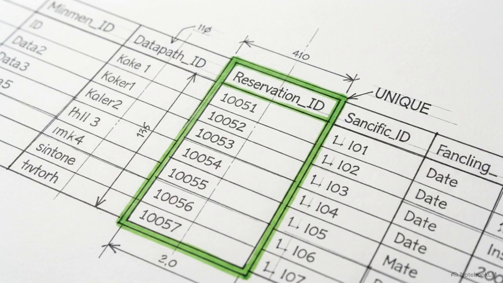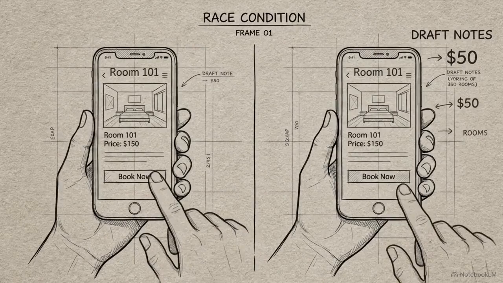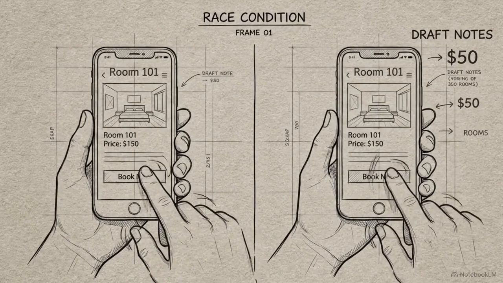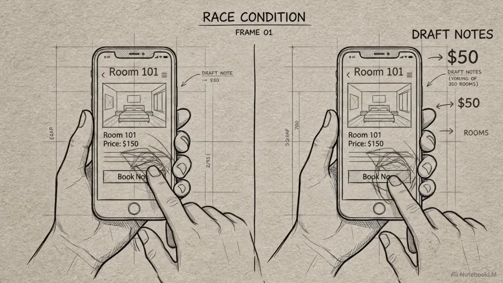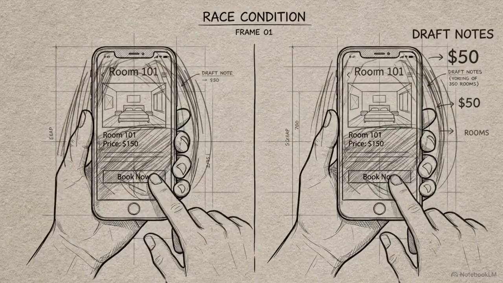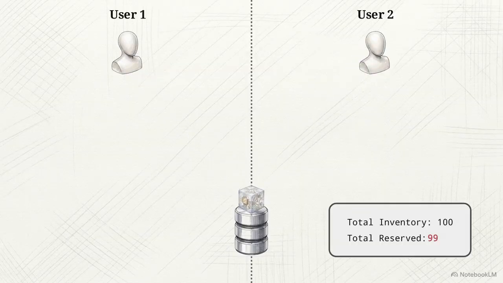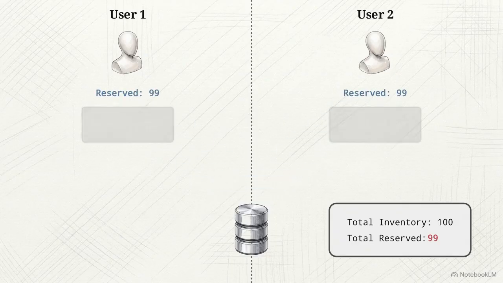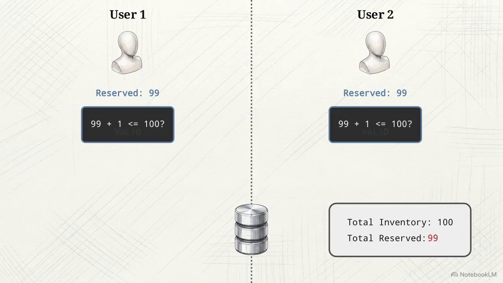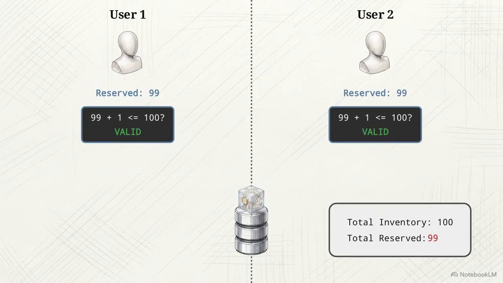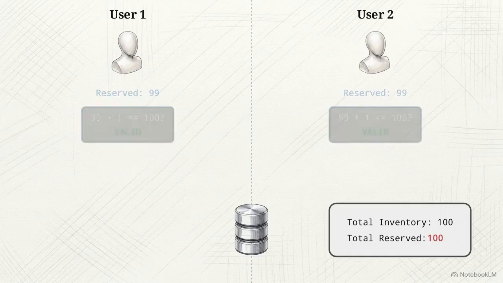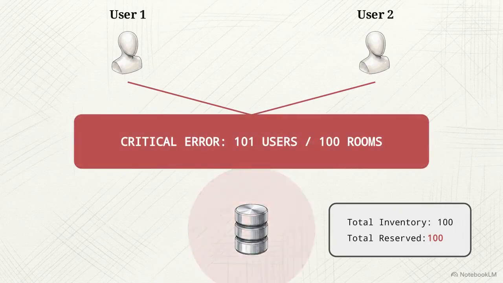The most dangerous concurrency threat is the last room available race condition. 2 independent users attempt to claim the exact same inventory simultaneously. User 1 and User 2 simultaneously query the database, both reading 99 reserved rooms. Both threads verify the math and proceed. Both increment the count to 100. The result is 101 users holding bookings for only 100 physical rooms.